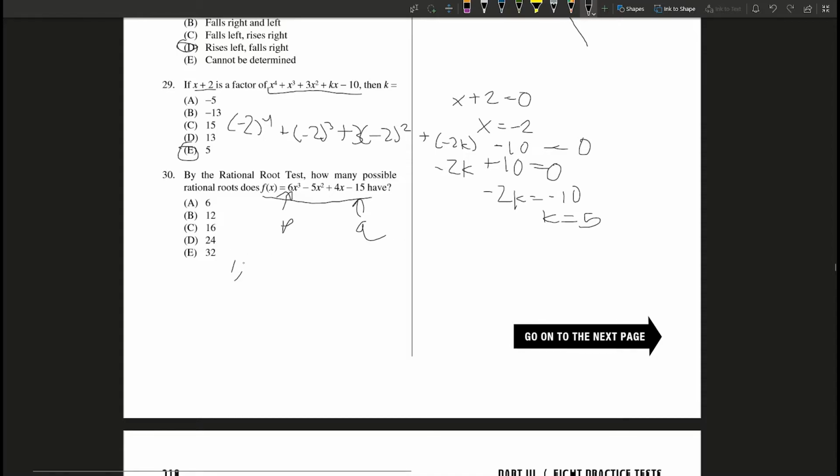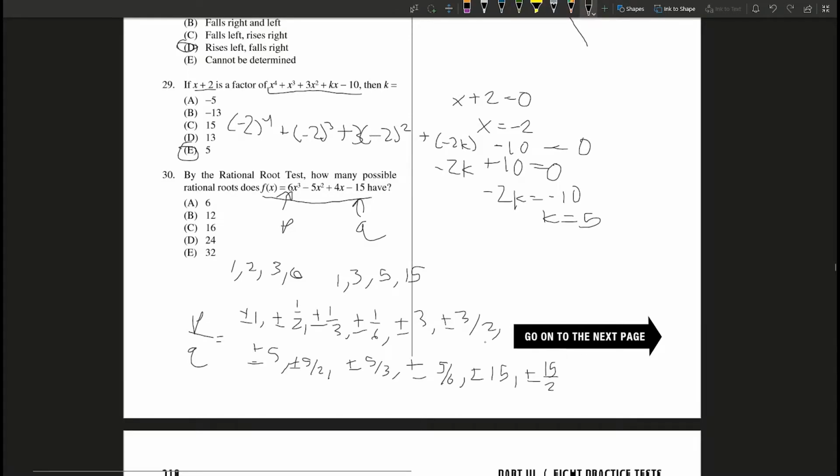So 6 is going to be 1, 2, 3, 6, and then this is going to be 1, 3, 5, 15, let me write them in order. And then I'm just going to go ahead and write out the p's over q's, but feel free to do it by yourself. It's going to turn out that we have 24 p's over q's, so our answer is going to be letter D, which is 24.